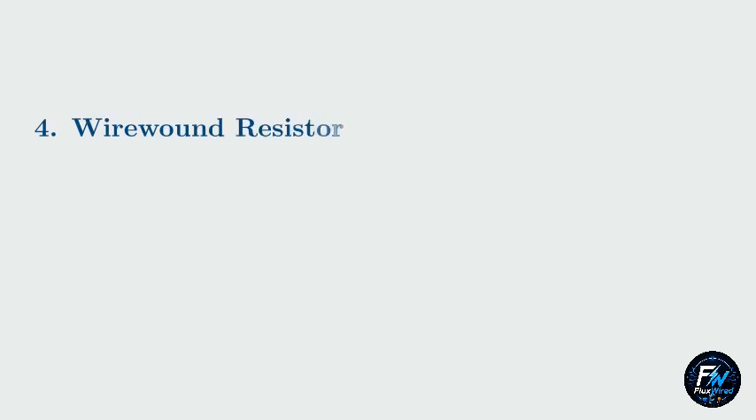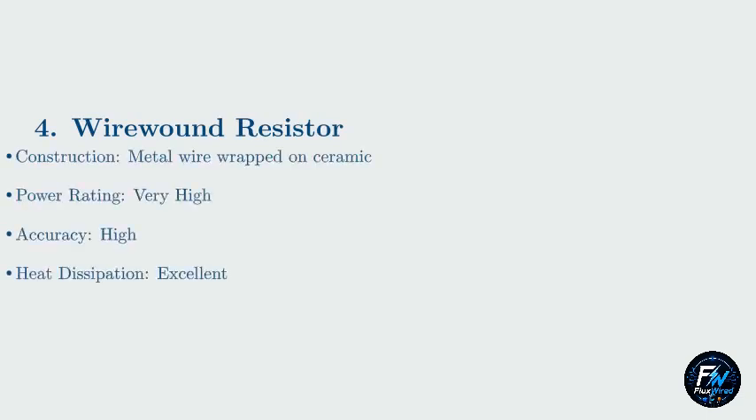When a circuit needs to handle a massive amount of power without melting, we turn to the wire wound resistor. Unlike the film resistors we've seen, these are made by literally winding a metal wire, usually an alloy like manganese or nichrome, around an insulating ceramic or fiberglass core. Because the wire can be quite thick, these resistors can handle very high currents and dissipate a lot of heat. This makes them perfect for power supplies, industrial heaters, or motor controllers.